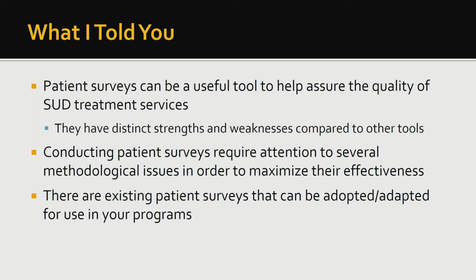So I mentioned things like attention to demand characteristics, confidentiality, selection bias, and I mentioned some ways to try to address those. And then finally, there are existing surveys that can be adopted or adapted for use in your programs, and one that I'm kind of invested in at this point is the SATSA, and I'm glad to talk to any of you about how to use that if you're interested.